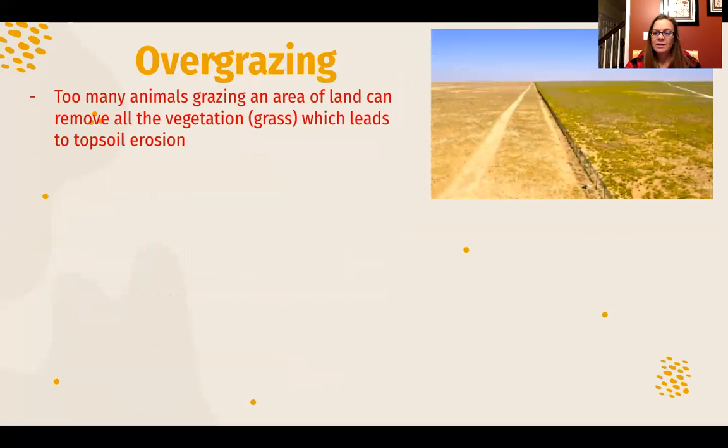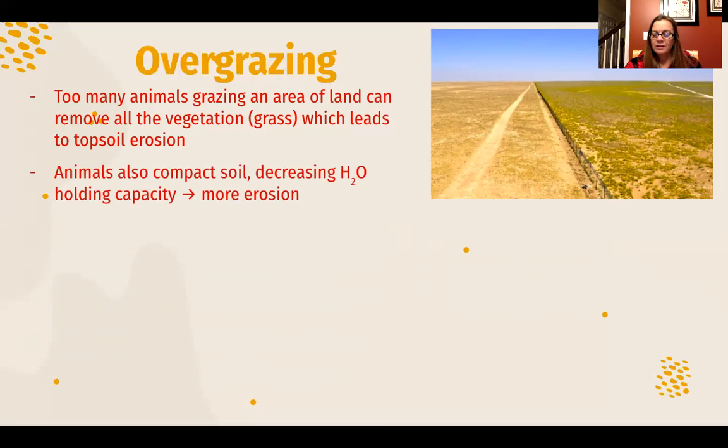Unfortunately, if grazing isn't rotated, then we can wind up with the problem of overgrazing, which is where too many animals graze on an area of land, and that can wind up removing all of the vegetation, which can lead to topsoil erosion. So you can see in this image that on one side of the fence, the area has been overgrazed. That's why you see very little green and you see lots of exposed soil. And on the right side of the fence, it has not been overgrazed.